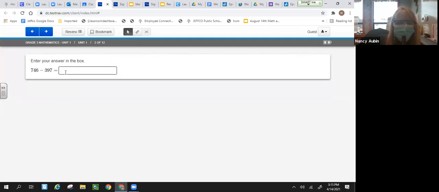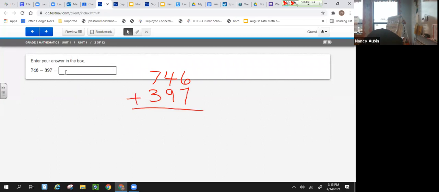All right, let's look at, enter your answer. 746 minus 397. Make sure you did this. Did you stack it? Now, what happens if you did addition? You're going to get it wrong, right? Doesn't make sense, would it? So, look at that operation. Can't do 6 minus 7. Cross out that 3. Make a new group of 10. 16 minus 7 is 9. 3 minus 9 you can't do. Make a new group. You have 13 minus 9, which is 4, and 6 minus 3 is 3. You should have typed in 349.